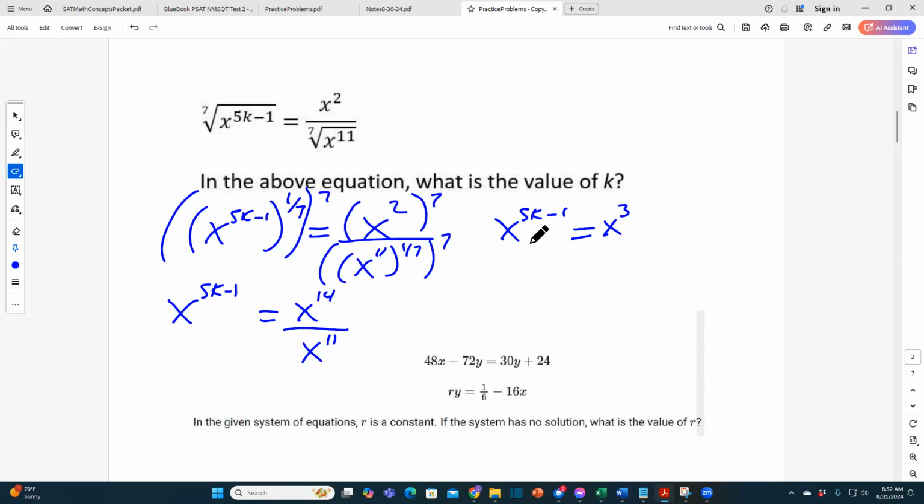So once you have x to some power equals x to some power, then just set the exponents equal to each other. Okay, solve for k, add 1 to both sides. Divide both sides by 5. Okay, so 4/5, or it comes out to decimal 0.8.